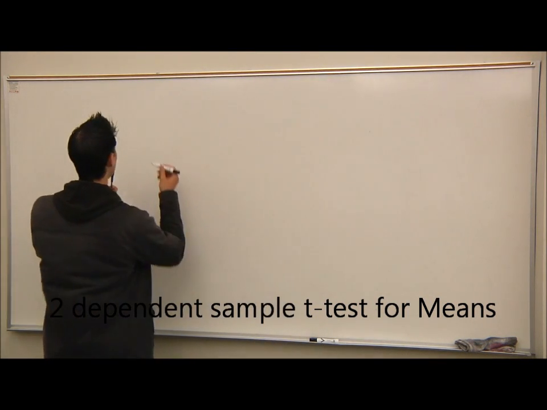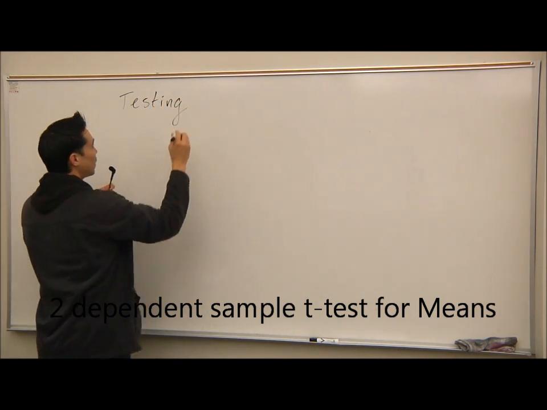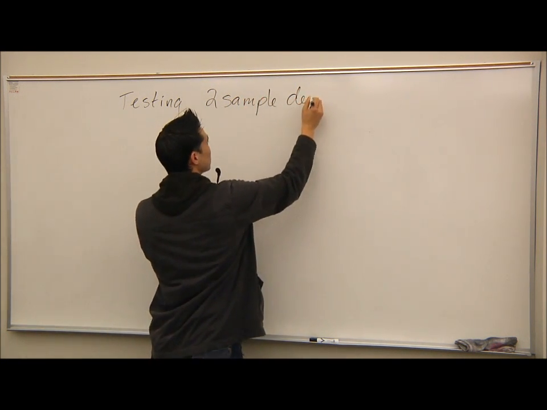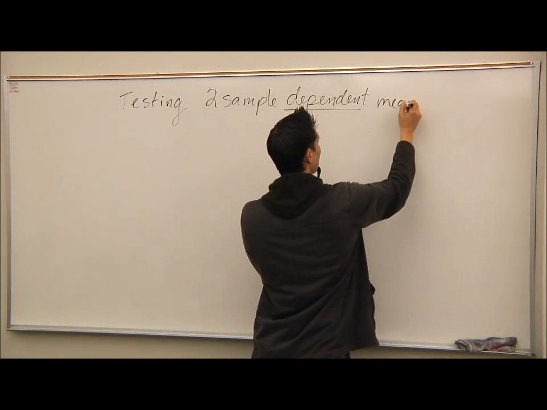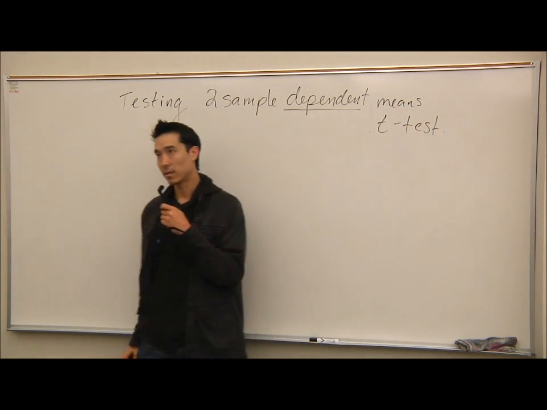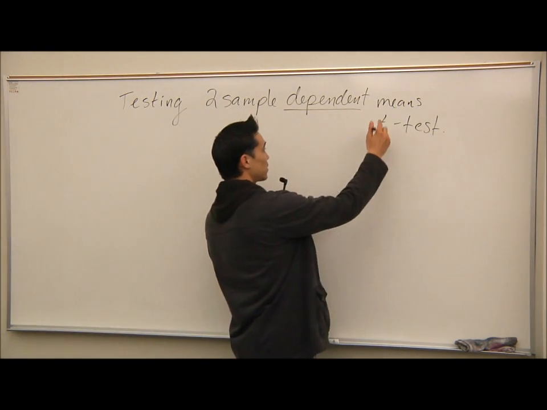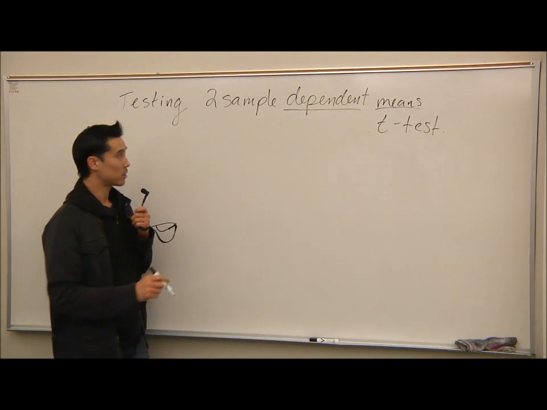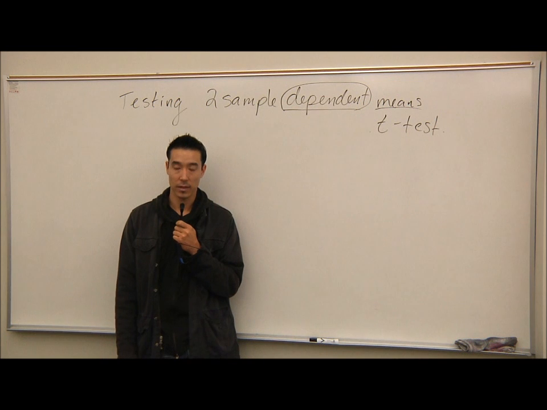Okay, today we are testing a two-sample dependent means t-test. Okay, so there's a lot in that. It's a two-sample test. We're going to use a t-distribution. It's a t-test. It's for the means. But what makes this lecture different from last lecture is very specific. It's that these samples are dependent samples, okay?